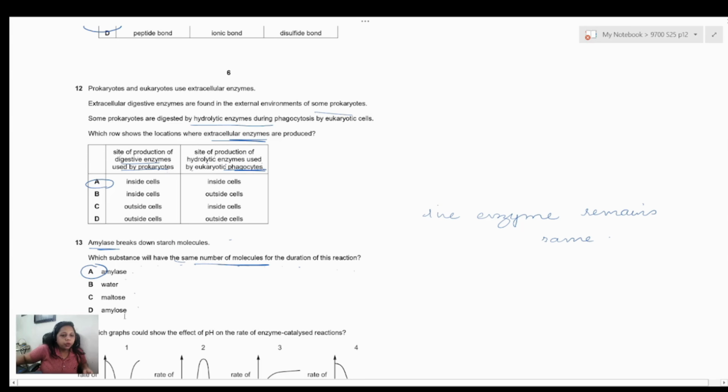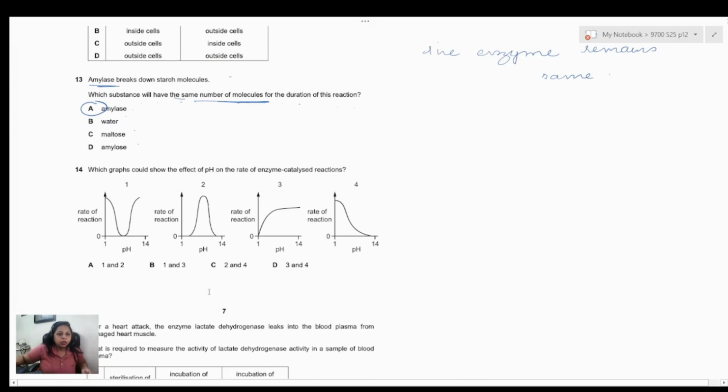Which graph could show the effect of pH? So pH is moving from 1 till 14. First of all the reaction increases, and then if the pH is not suitable, the enzyme can get denatured. So this one is correct. Denatured means the activity will decrease. So definitely these others are not going to be the part. So the answer is 2 and 4.